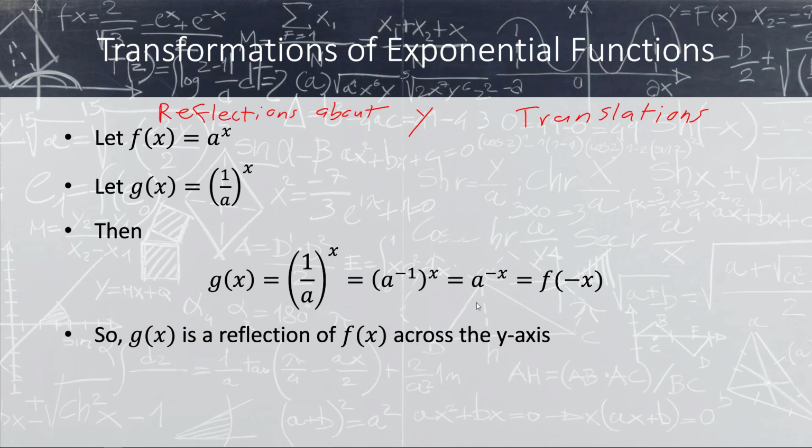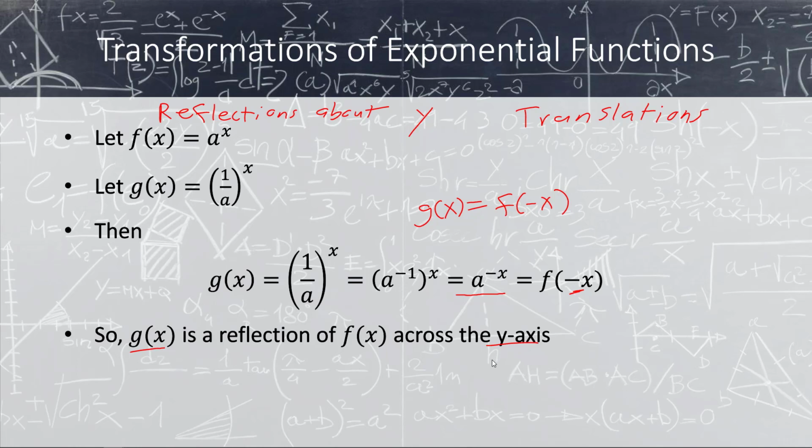And then using our product rule, we have that g of x is equal to a raised to the negative x power, which is basically nothing more than f evaluated at negative x. So as a consequence, since g of x equals f of negative x, well, that's the definition for a reflection across the y-axis, and that is indeed what we have.